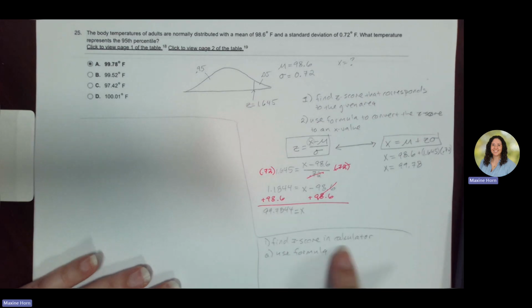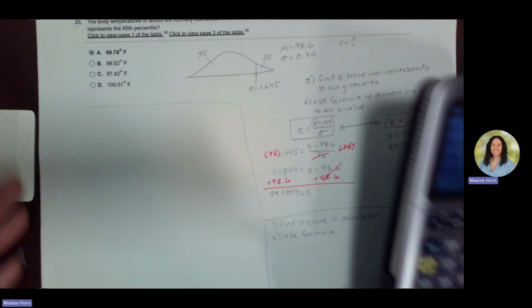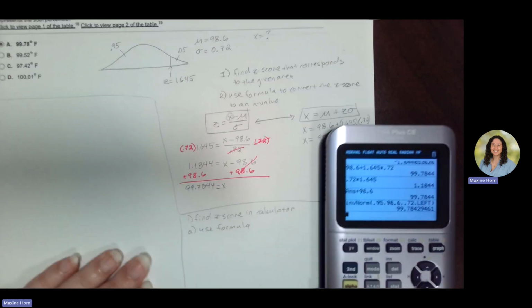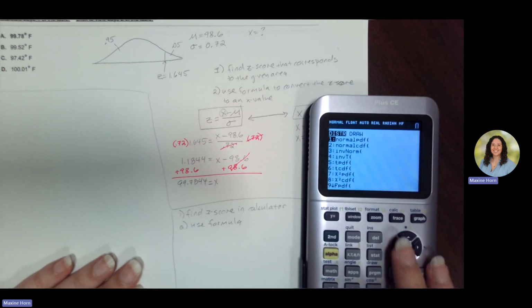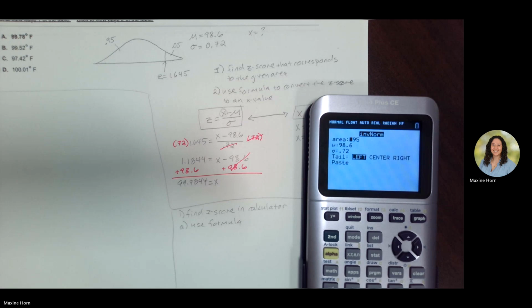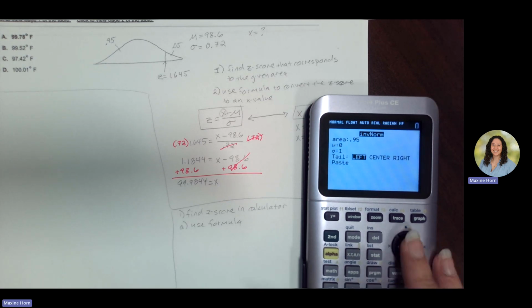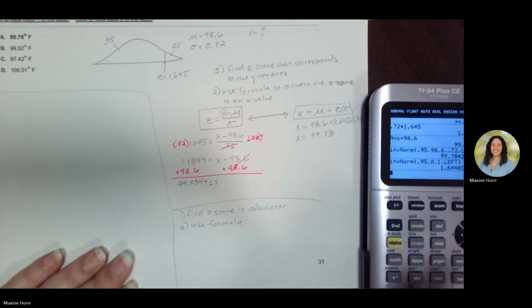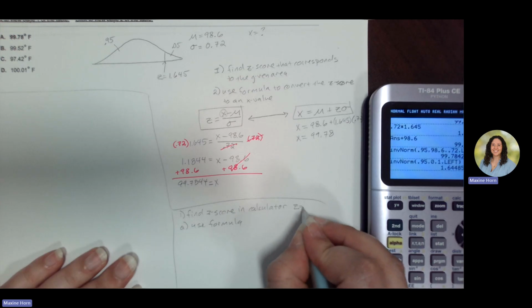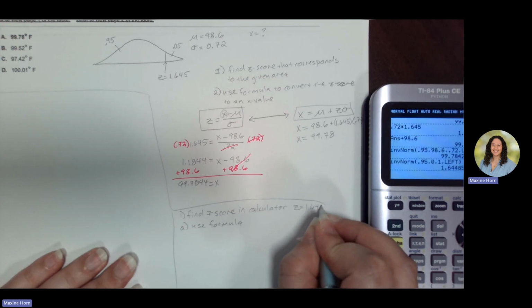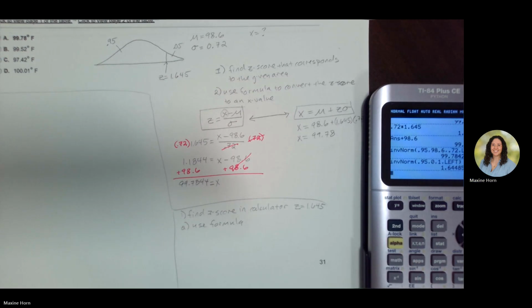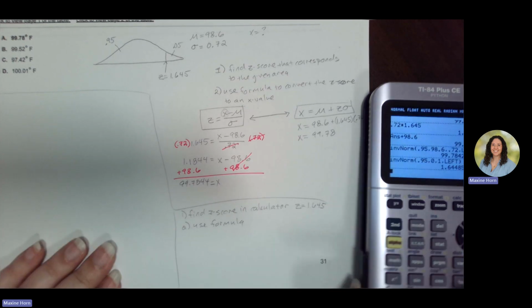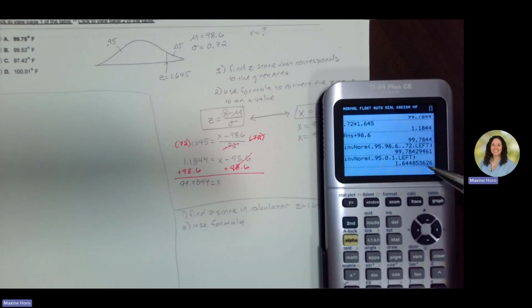So what would that look like if I just found the z-score in the calculator? Well, that would be second vars, inverse norm, 0.95. If I'm looking for a z-score, I need a mean of 0 and a standard deviation of 1. And I get 1.645. Okay, find the z-score in the calculator. Okay, my z-score is 1.645. If I round to 3 decimals, 1.645.